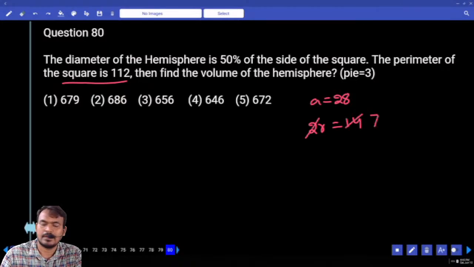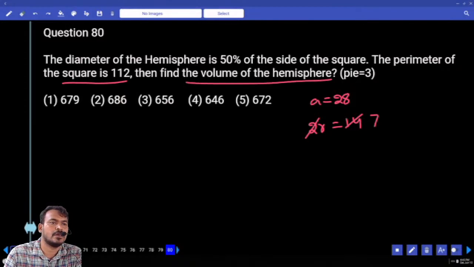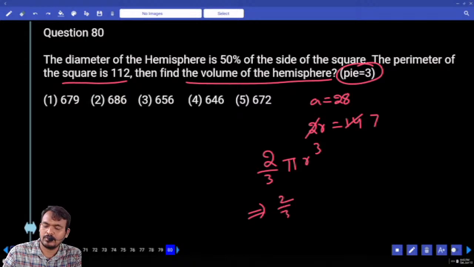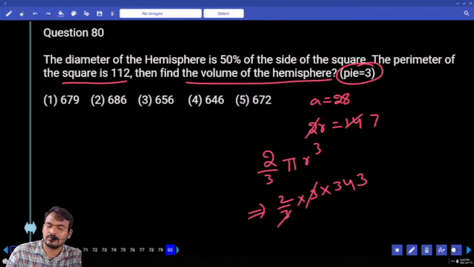Then 2r is how many? 14, so r is 7. Radius of the hemisphere is how much? 7. What is the question here? Volume of a hemisphere. What is the volume of a hemisphere? 2 by 3 pi r cubed. In place of pi, already how much value is given? 3. Means 2 by 3 into pi value 3 into r cubed. 343, and the 3s get cancelled. 343 into 2 is 686.